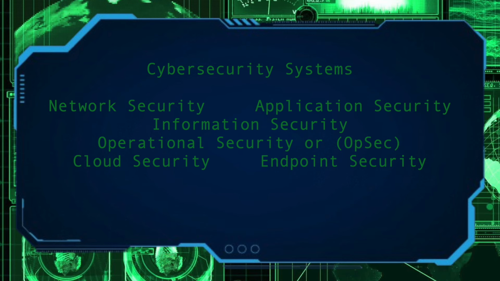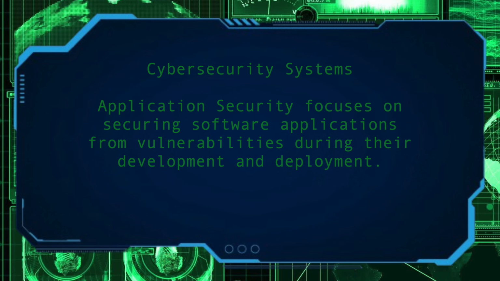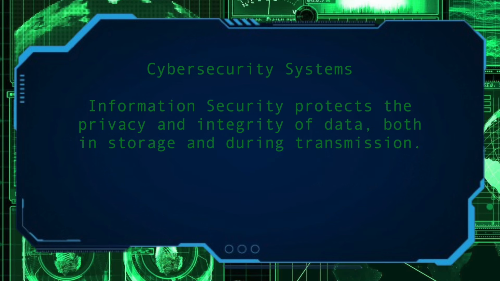There are a number of types of cybersecurity. Network security protects the integrity and usability of a network by preventing unauthorized access and misuse. Application security focuses on securing software applications from vulnerabilities during their development and deployment. Information security protects the privacy and integrity of data, both in storage and during transmission.